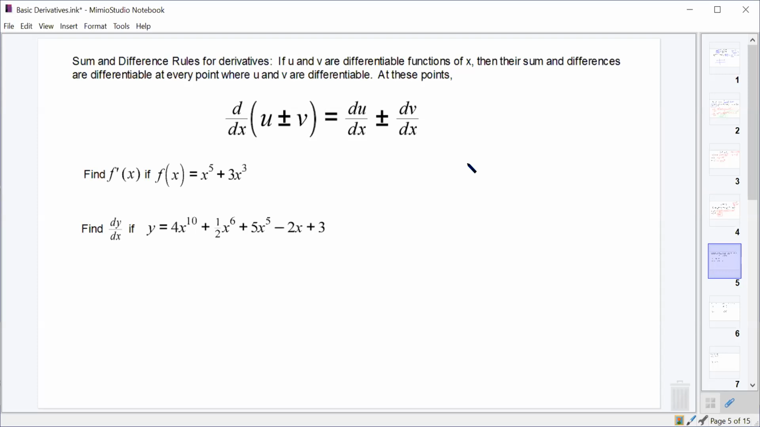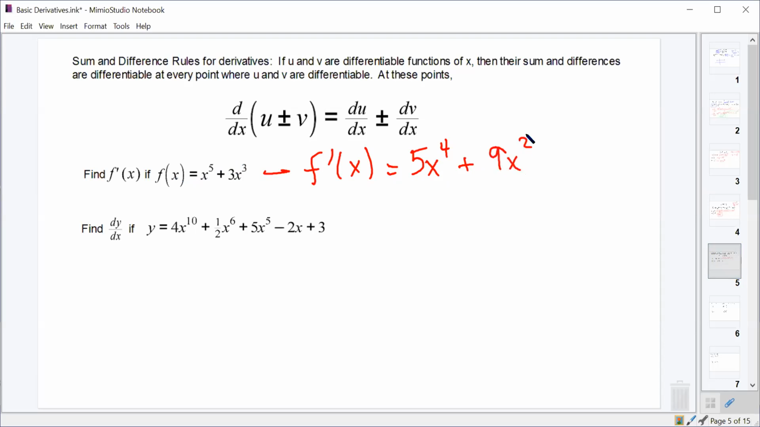Okay, so the derivative of f of x equals x to the 5th plus 3x cubed should be f prime of x equals, and what's the derivative of x to the 5th? Using the power rule, it should be 5x to the 4th. 5x to the 4th, and using the power rule with the constant in front of it on the second part should be 9x squared. 9x squared, right?